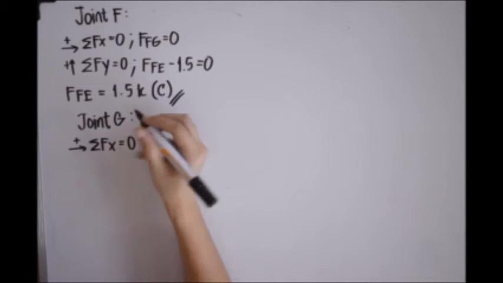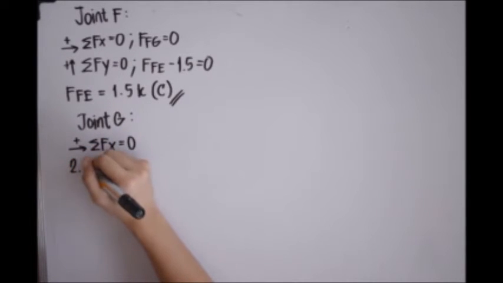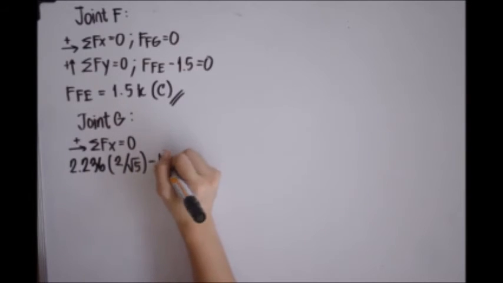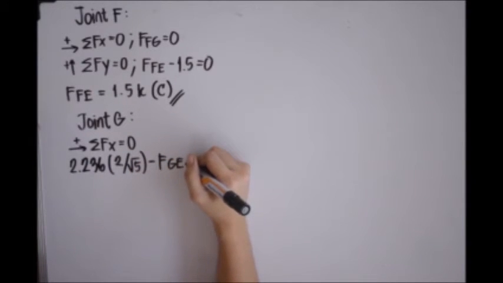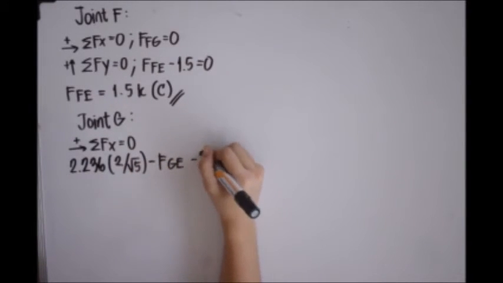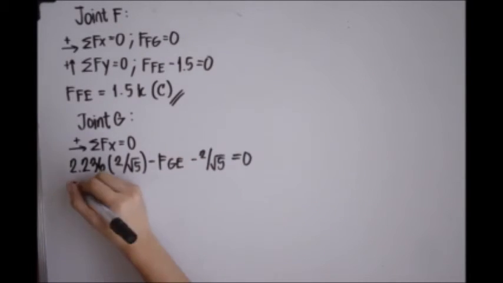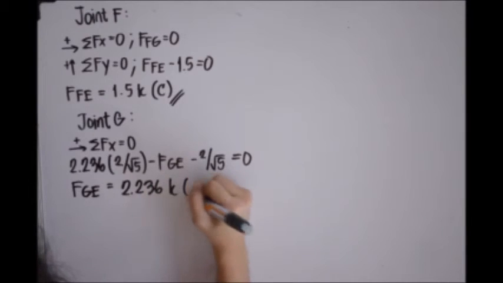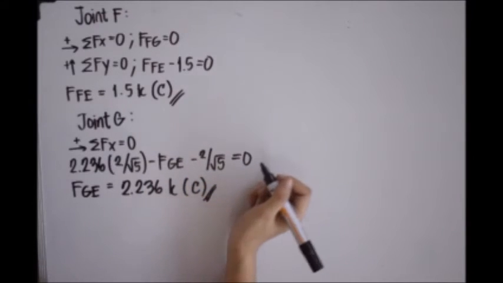So, F of FG is equal to 0. 2.236 times 2 over square root of 5 minus F of GE times 2 over square root of 5 will be 0. F of FG is equal to 2.236 kN, which is in compression.